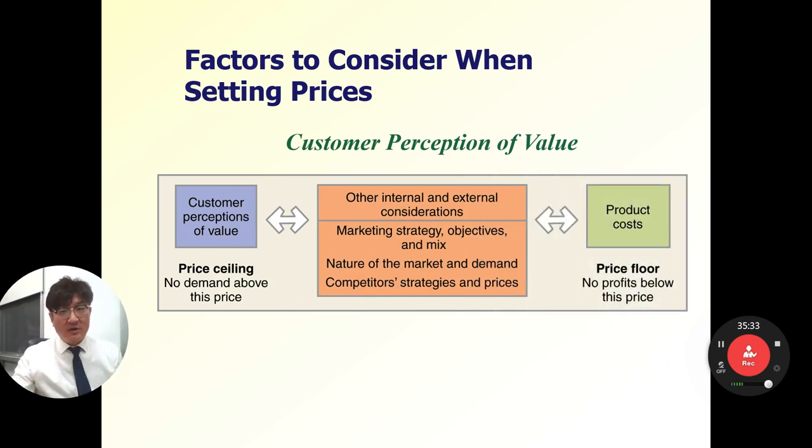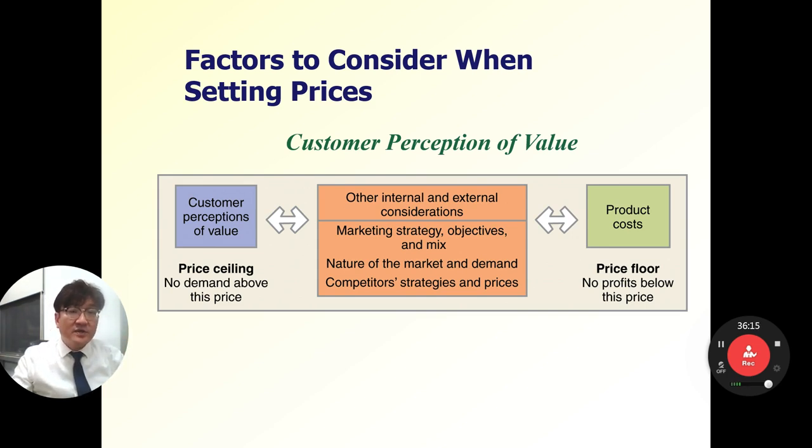Let me talk about the difference between value pricing and cost plus pricing, or as some people call it, cost-based pricing. First of all, to choose the right price, we can identify the price ceiling and the price floor. The price ceiling is the maximum price, which the price cannot go beyond. It is the upper limit of the price.